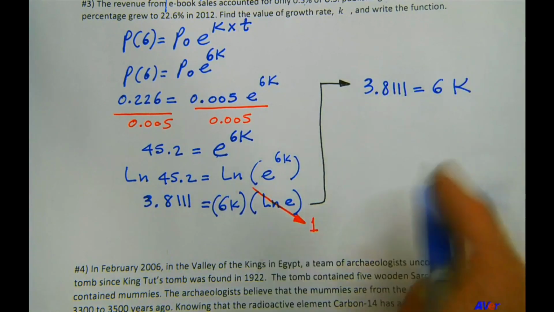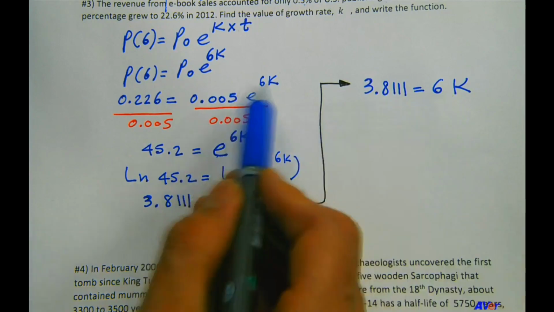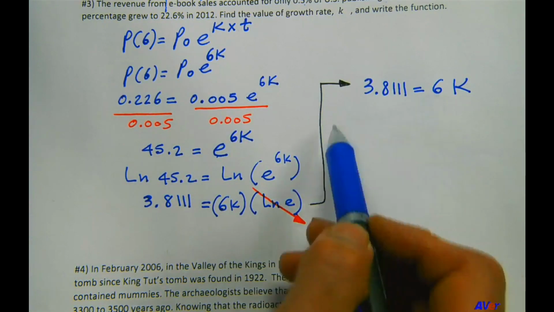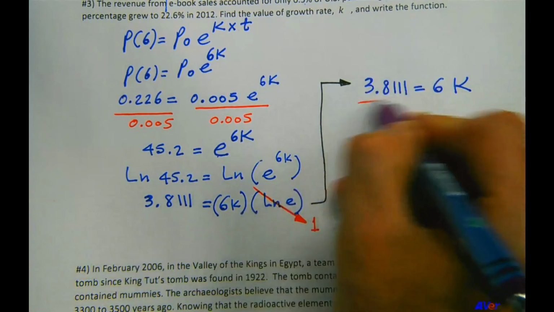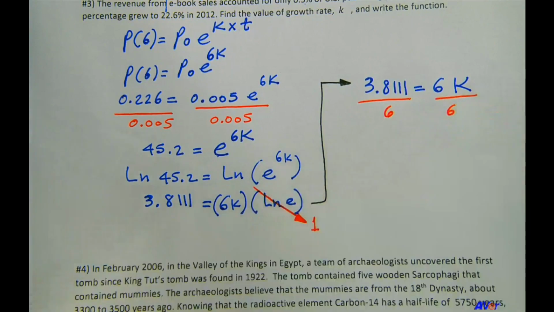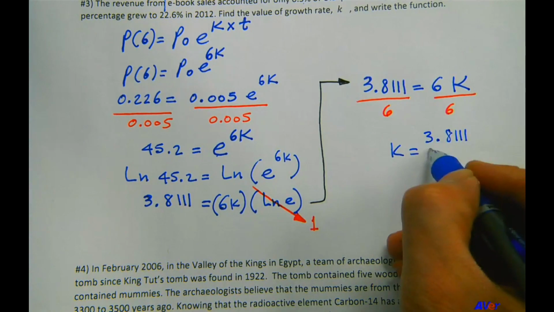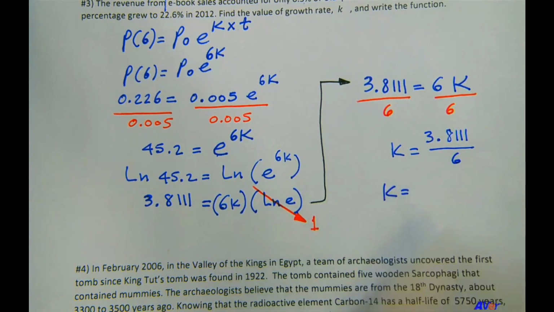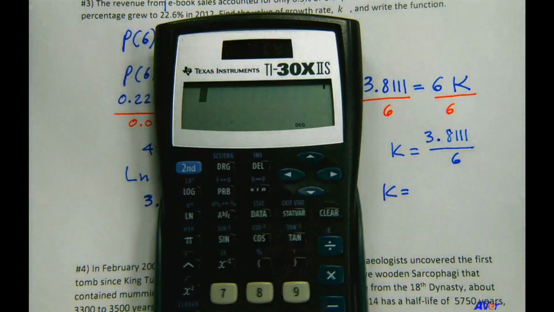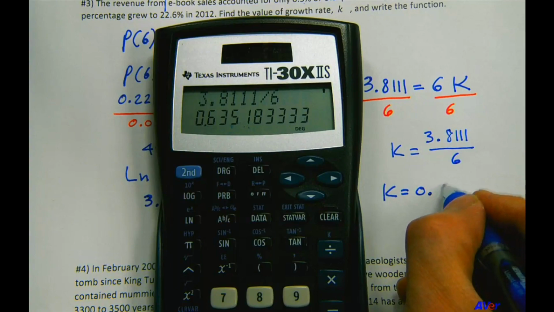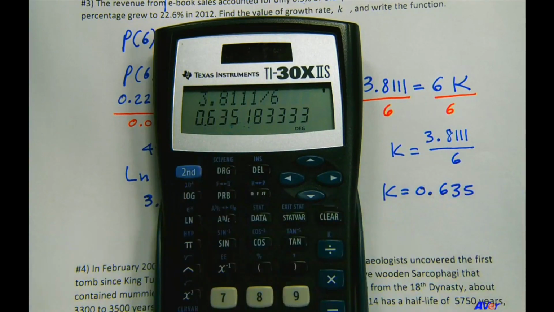Look how far we've come in isolating k, right? Look where it was, now look where it is. So is it completely isolated? No. It's got a 6 next to it. We've got to get rid of it. How? Divide both sides by 6. So on that side we have k, on this side we have 3.811 divided by 6. So finally, let's calculate that. 3.8111 divided by 6 is 0.635. I'm going to round that to 0.635.